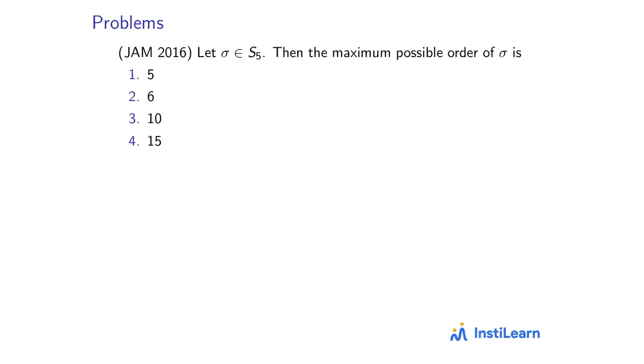Okay, so after discussing these concepts, let's try to solve some problems. This question came in JAM 2016. It says: let sigma be a permutation in S5. What is the maximum possible order of sigma?